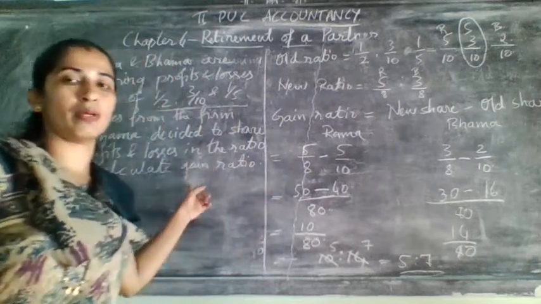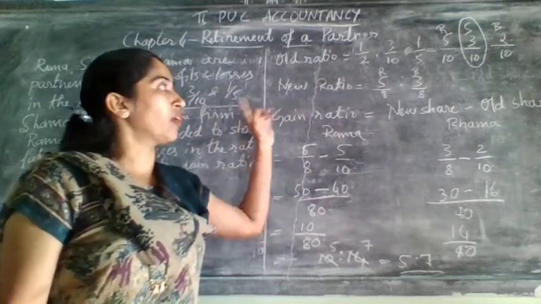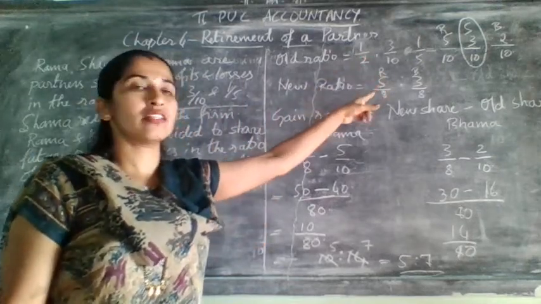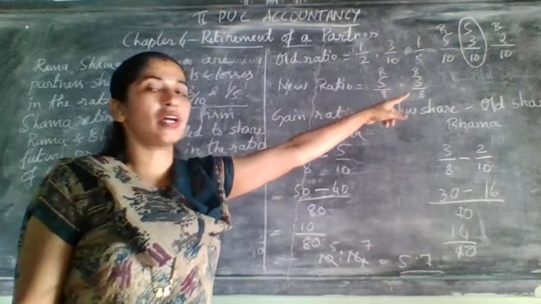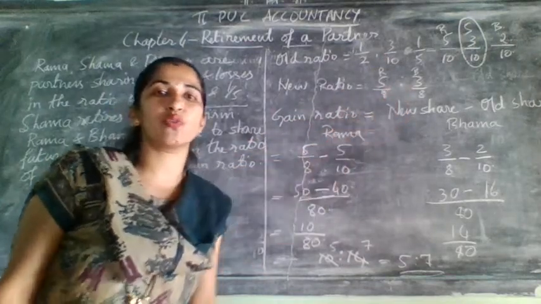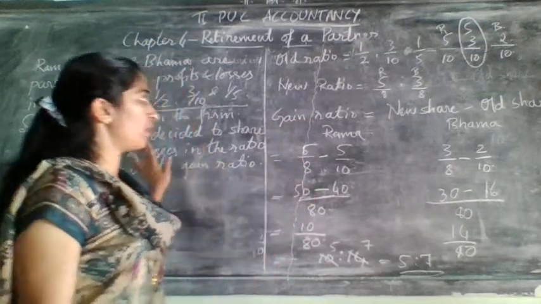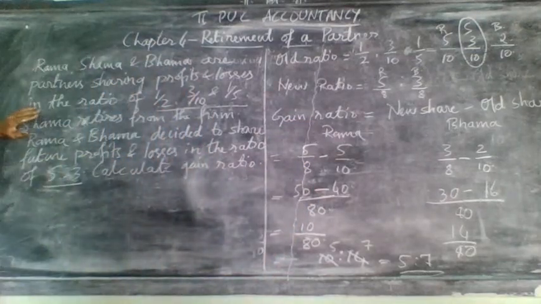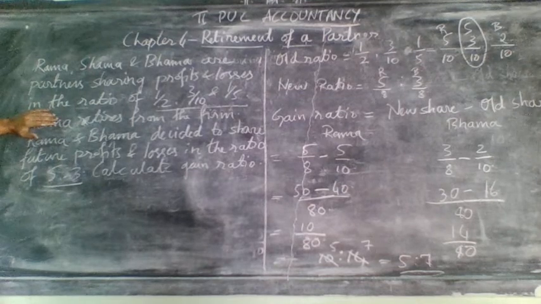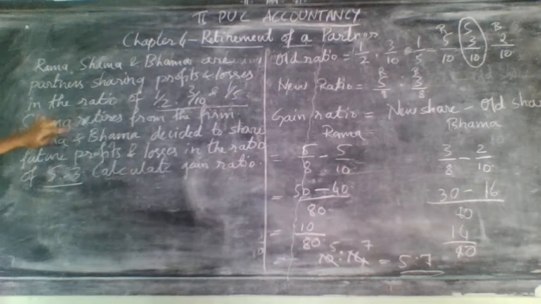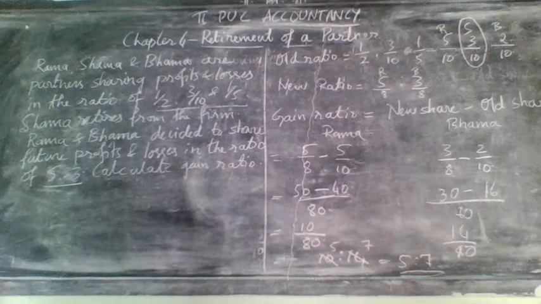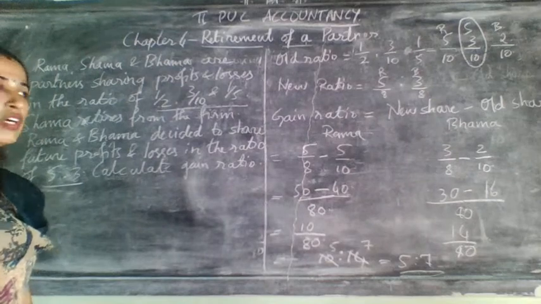Now your homework for the day. Take the same problem and do it in the homework, when Rama retires and when Bama retires. Those next two you need to do in the homework. Calculate the gain ratios. The problem will be the same, only the name changes. When Rama retires is the first one, and when Bama retires is the second one. Only change this part and do the problem in your homework book.